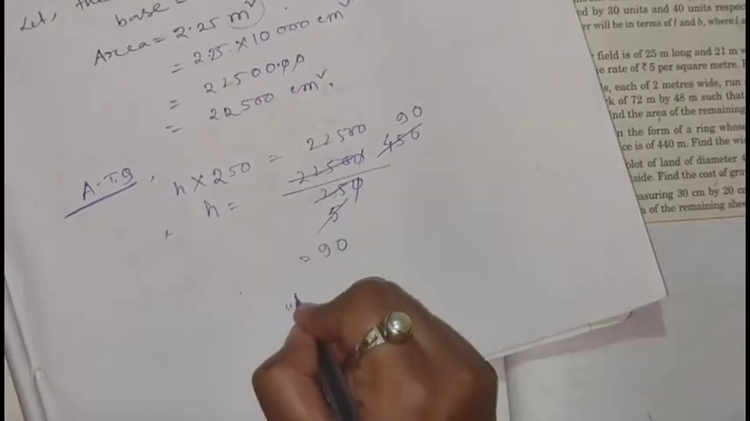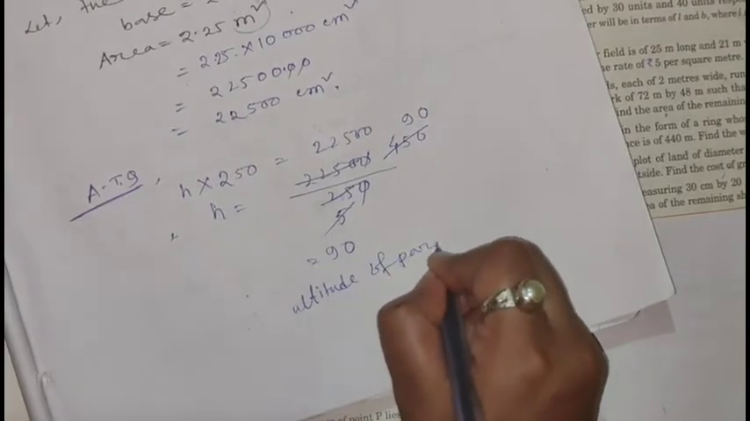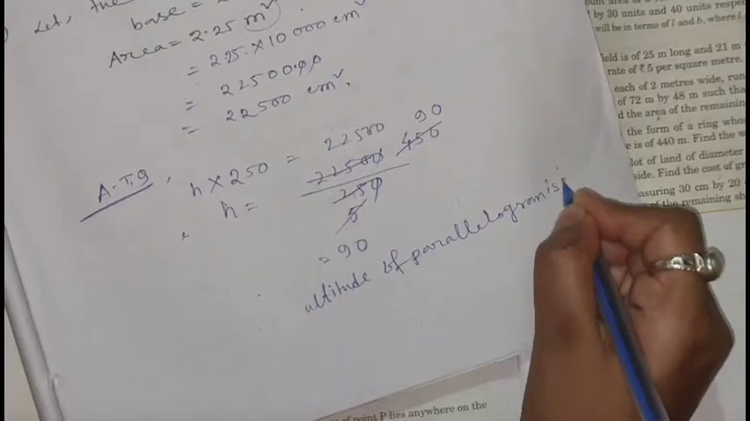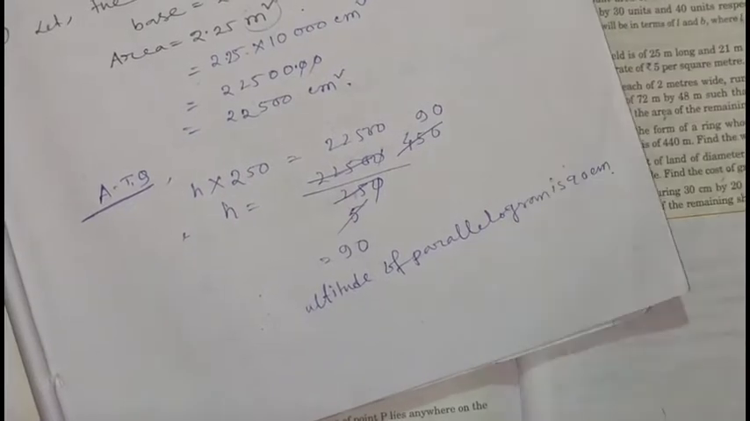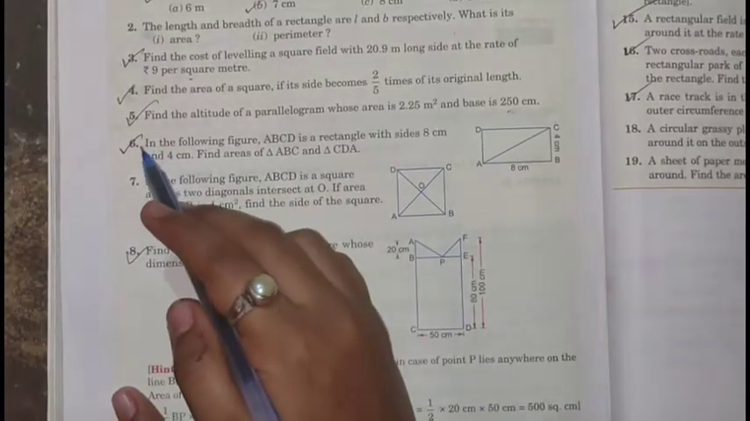So the altitude of parallelogram is 90 centimeter. Okay, so this will be the answer. So now let's see the next question.